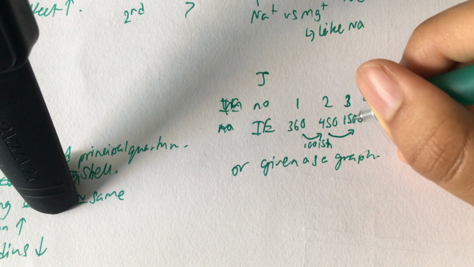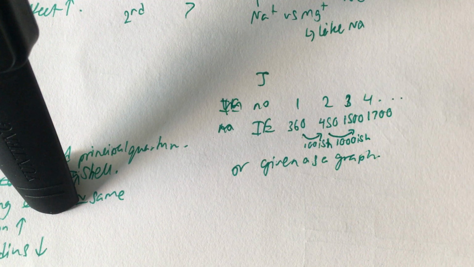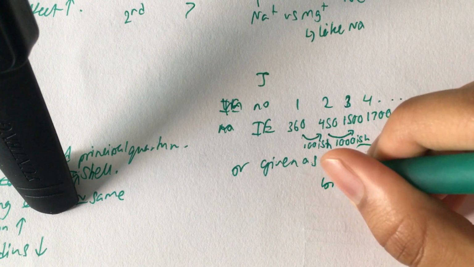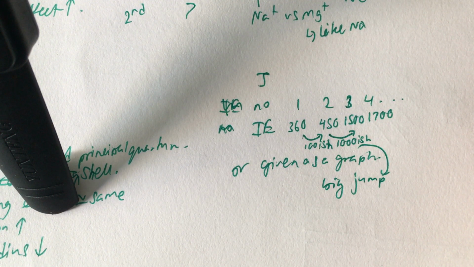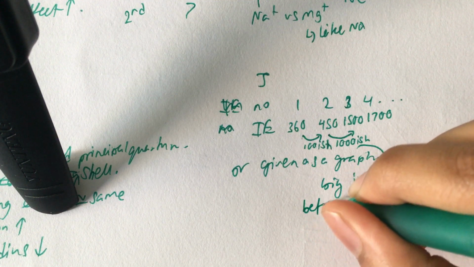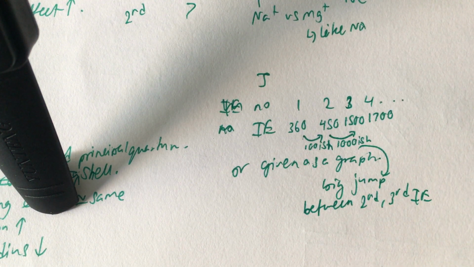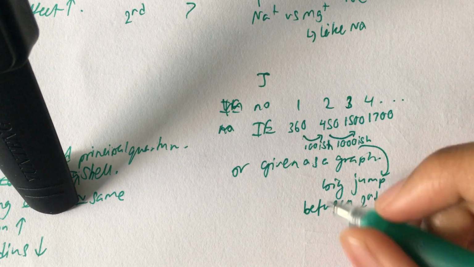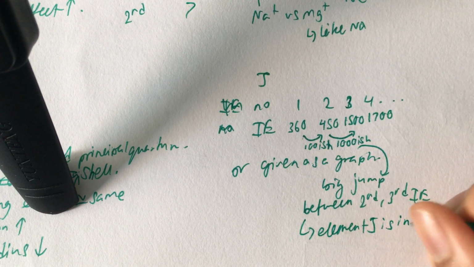The third IE will be much higher than the first and second IE because you're removing it from a completely different orbital, an inner orbital. That would cause a huge jump in the ionization energy between the second and the third ionization energy of magnesium. So when you are given the data of magnesium, you would notice that there's a huge difference between the second and third ionization energies, and that correlates to the fact that magnesium is in group 2. So for any element that you're given, if you see the jump between number n and number n plus 1, then that element is in group n.